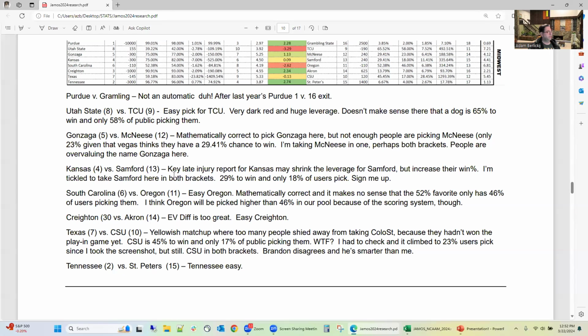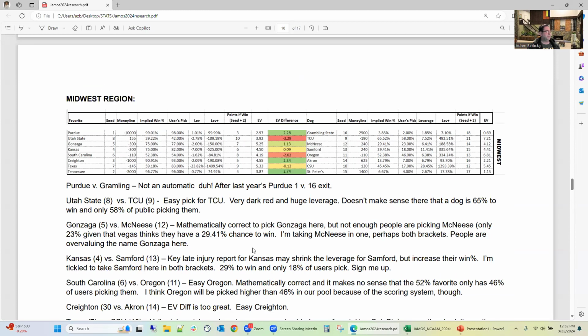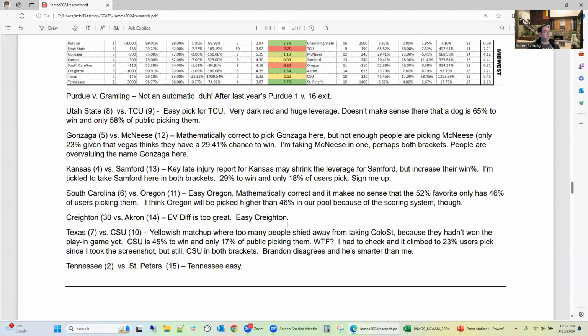I know there was a key late injury for Kansas that might shrink some of the leverage for Sanford. But with their win, I'm inclined to take Sanford in both brackets here. Look at this. They're actually 29% to win, probably because of the Kansas injury, but only 18% of the public is picking them. It's an expected value coin flip, 0.09. I think I'm taking Sanford in one, if not both brackets. I can't decide.